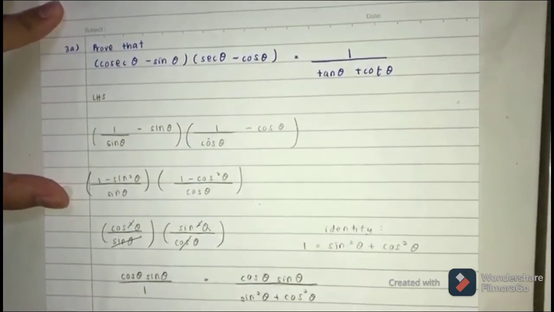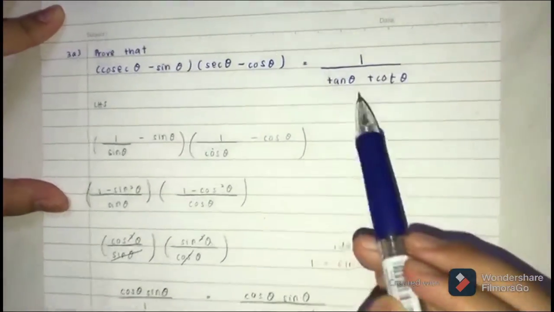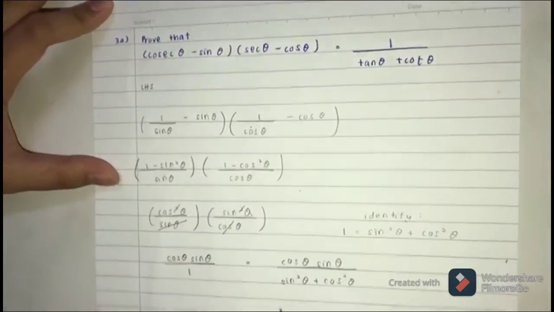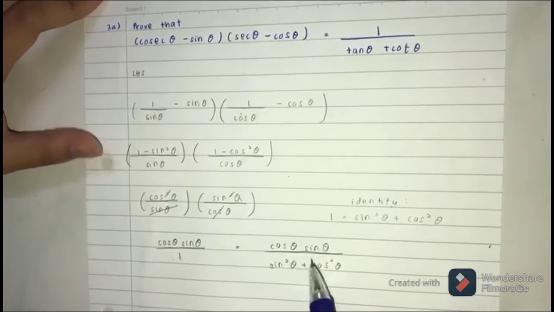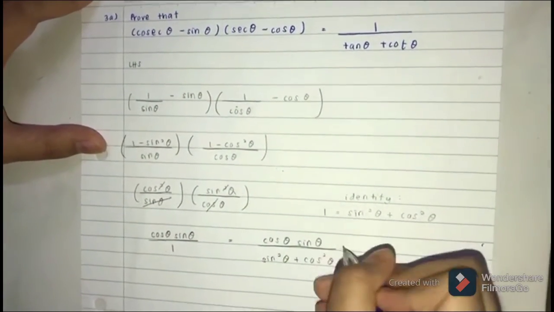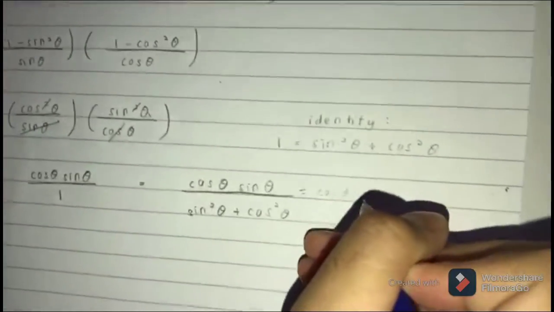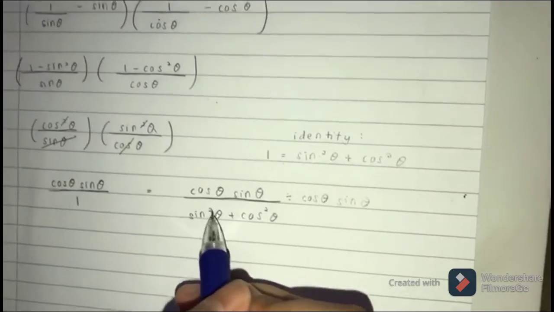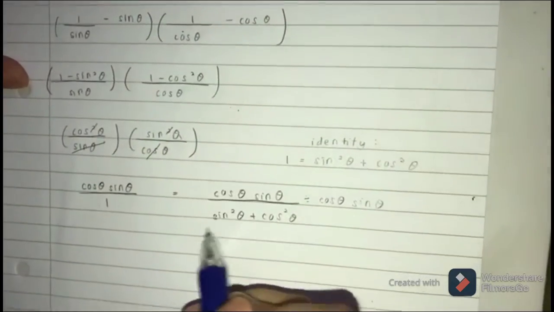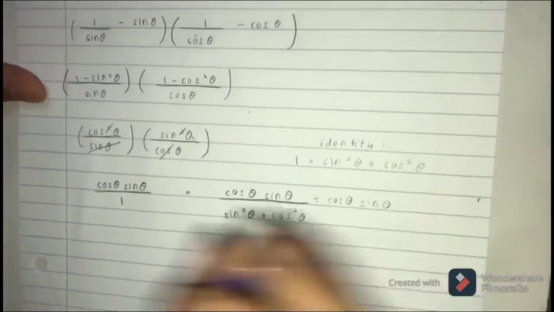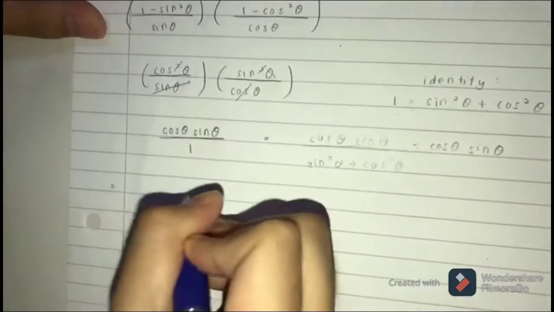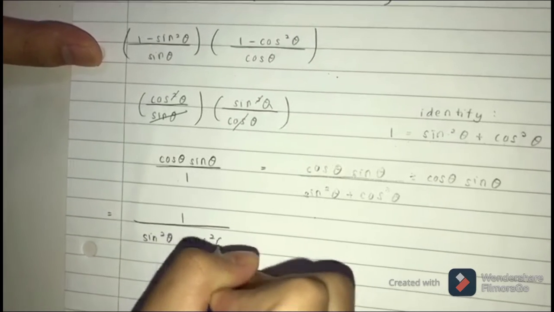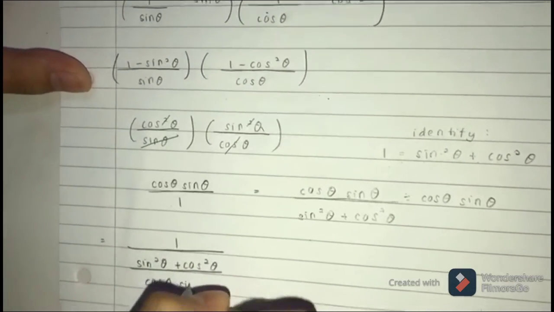So the next step is, we know that on the right hand side the numerator is 1, so we have to make sure that our numerator is 1. In order to do that, we have to divide it by cos theta sin theta, so that we get 1 over sin squared theta plus cos squared theta over cos theta sin theta.